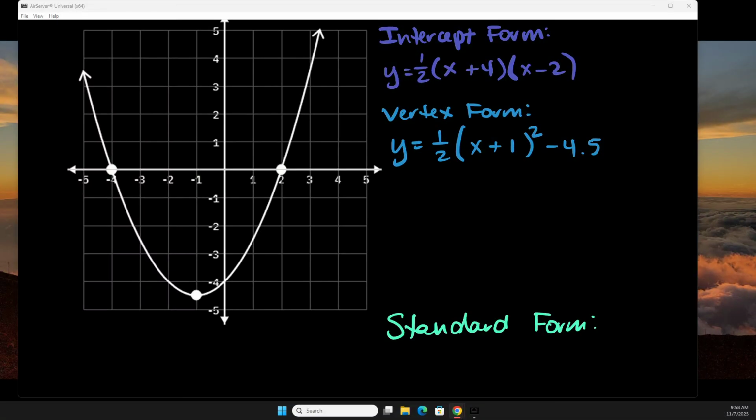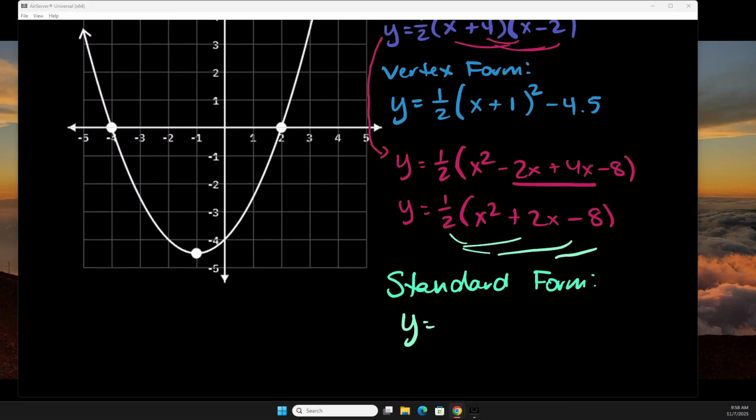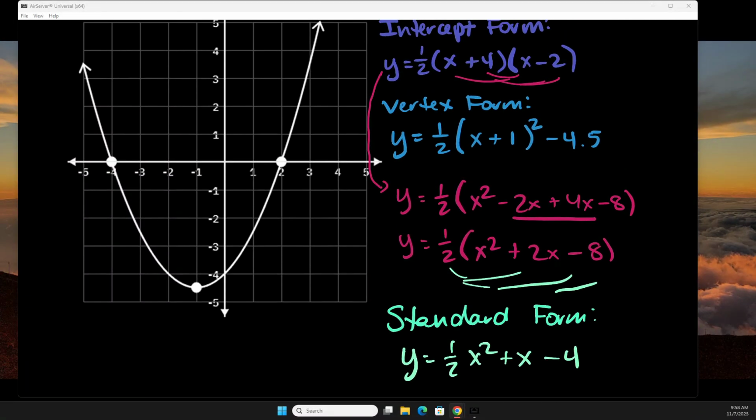So what I'm going to do is I'm going to take my intercept form and I'm just going to multiply it out. So I'll start by distributing the x. And then I'll distribute the 4. Okay, and then eventually I'm going to simplify it all down. So I'll start with combining my like terms inside the parentheses, and then finally I'll distribute that 1/2 through the whole problem. Okay, that is standard form.